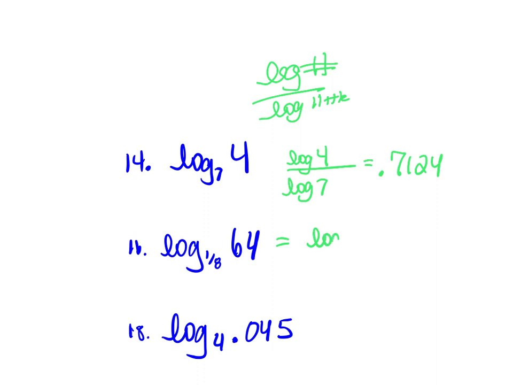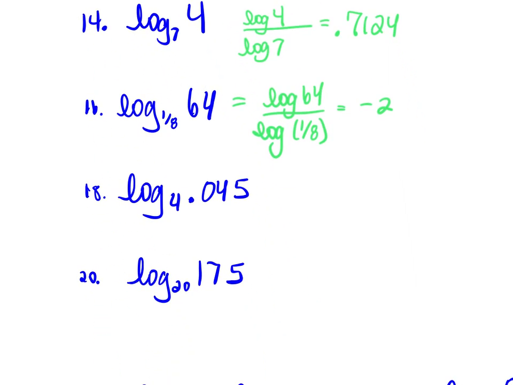So in this case, you'd have log 64, log of the number, divided by log of that little base. So look, 1 divided by 8. So in your calculator, you hit log 64, close your parenthesis, divided by log, and you need to put 1 divided by 8 in its own parenthesis, so you're telling your calculator that it's a fraction. But in this case, I get -2.